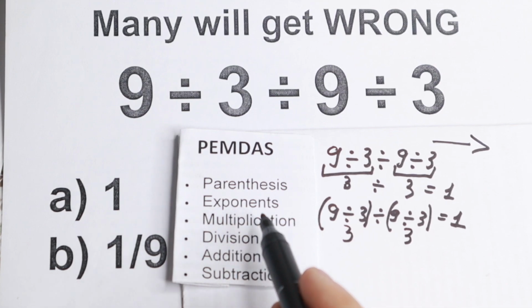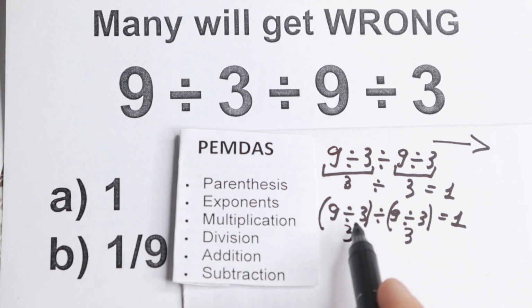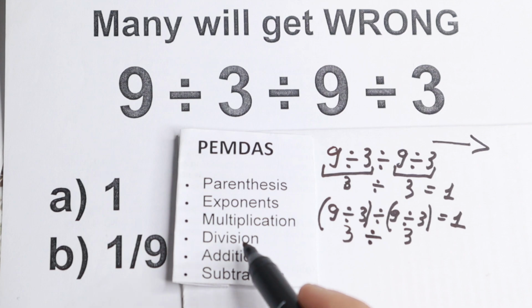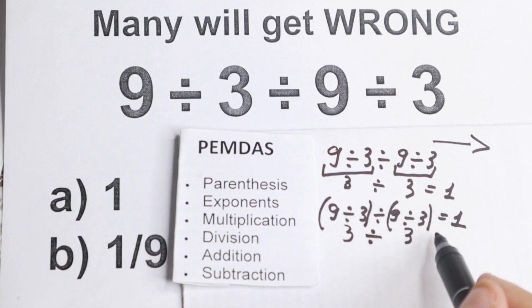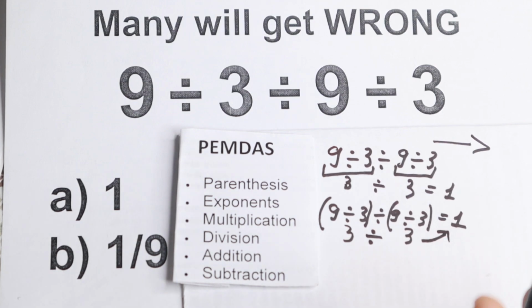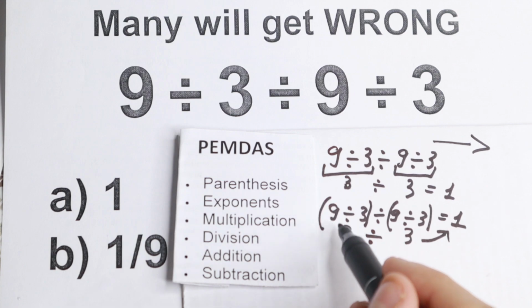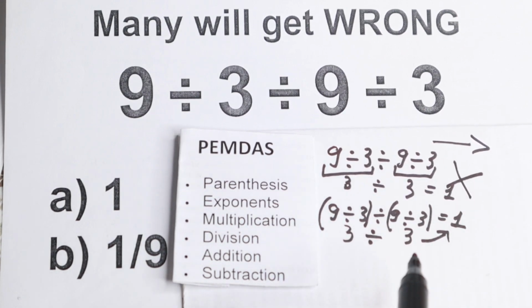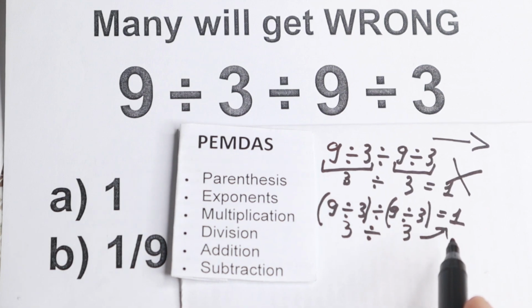Do we have exponent? We don't have exponent. I don't see any exponents. Next step, multiplication. We don't have multiplication. We still have 3 divided by 3. And this is our fourth part. We have division. So 3 divided by 3 equal to 1. So if you want this answer 1, you need to put parentheses. But this is an absolutely incorrect approach if you're talking about order of operations.